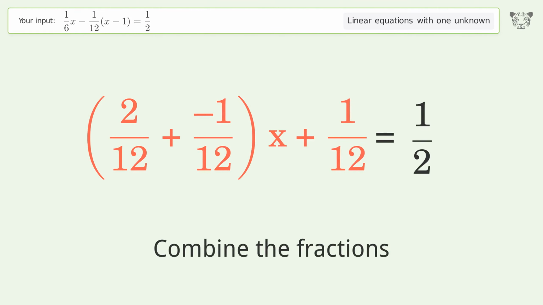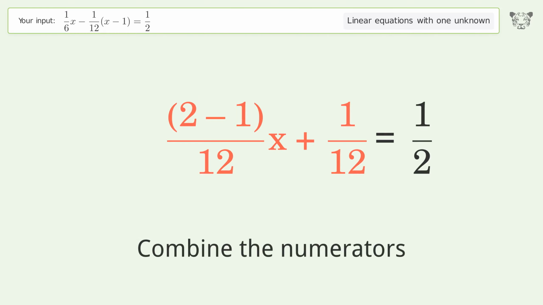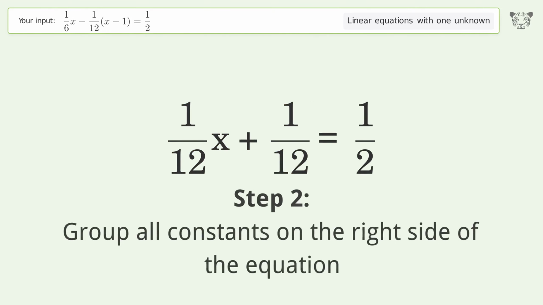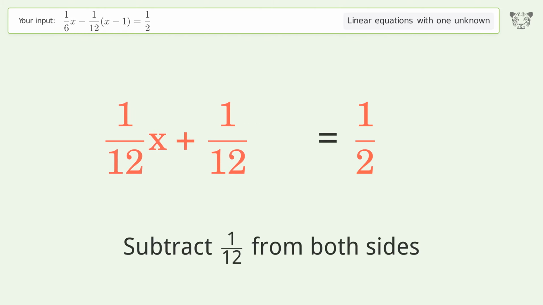Combine the fractions. Combine the numerators. Group all constants on the right side of the equation. Subtract 1/12 from both sides.